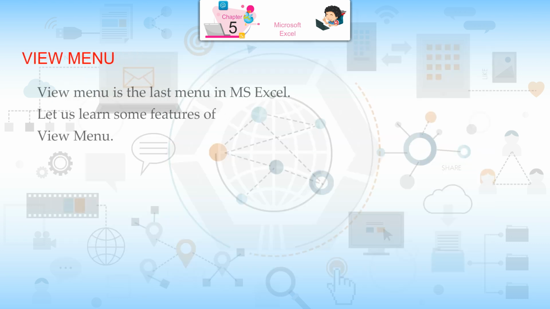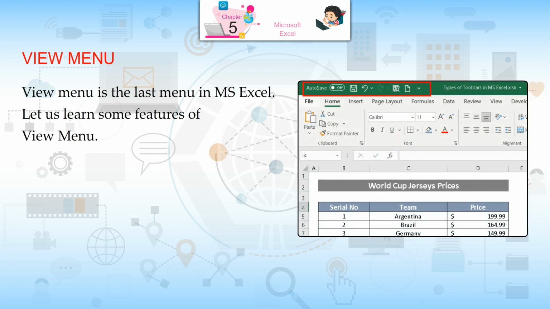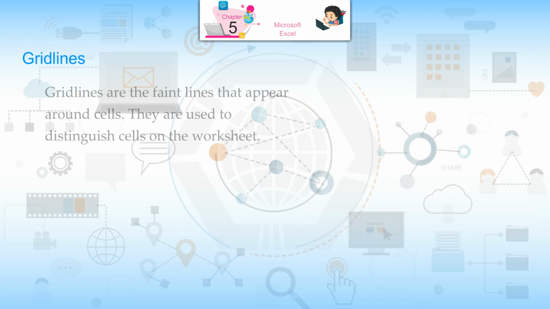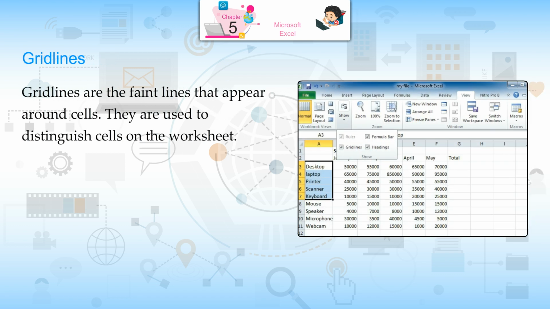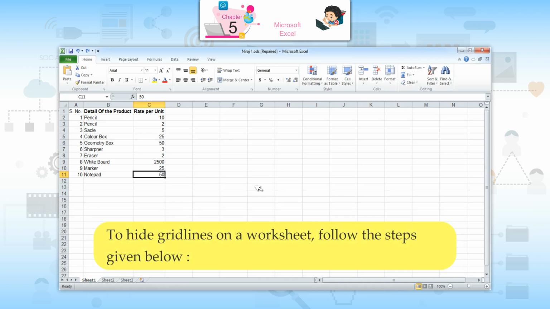View menu. View menu is the last menu in MS Excel. Let us learn some features of the View menu. Gridlines. Gridlines are the faint lines that appear around cells. They are used to distinguish cells on the worksheet. To hide gridlines on your worksheet, follow the steps given below.